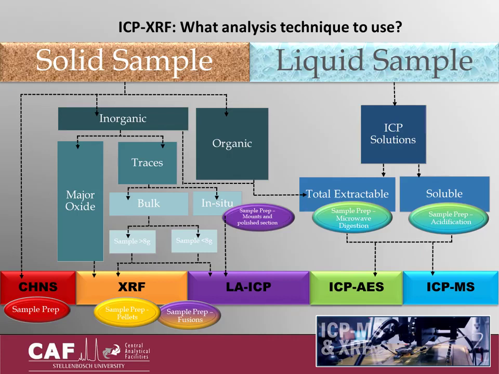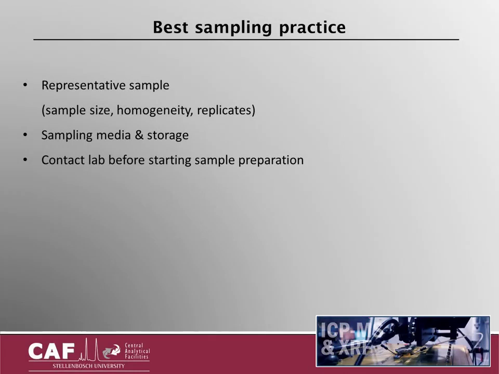Both organic and inorganic solid samples can also be analyzed by ICP after digestion for only the total extractable content, not the total element content. The most important is representative sampling. The portion that you sample must represent the whole of your sample material, either by sample size or you have to take a number of replicates.